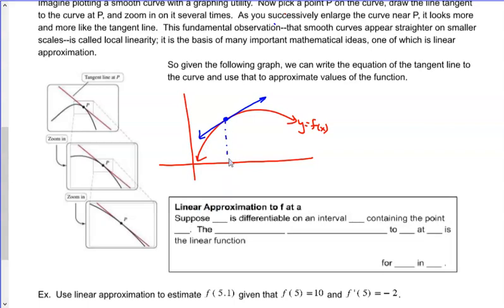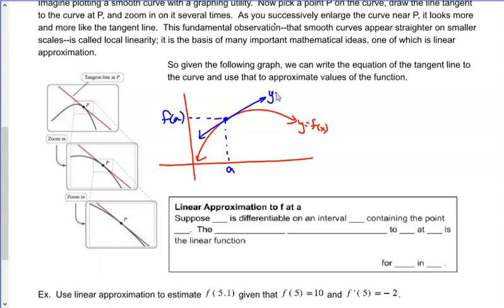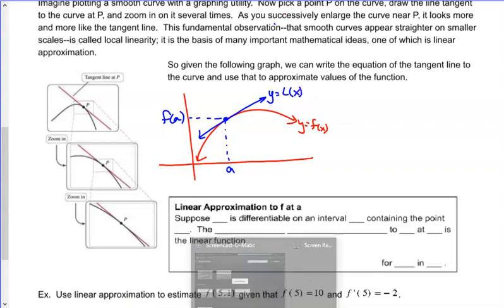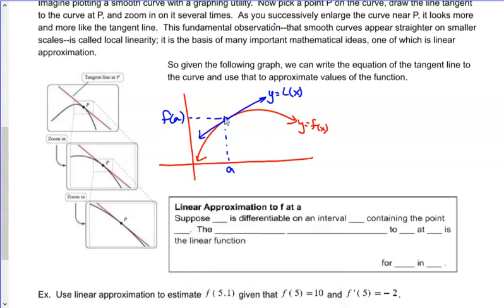And I'm going to call that point A, and this would be the corresponding f of A value for that. And I'm going to let y equal L of x represent the line that is tangent to that curve at that point. Now, what do we know about the slope of that tangent line, L of x? If L of x is a tangent line, and I'm asking for its slope, hopefully that reminds you of the derivative of our function, and in this case, we're doing it at the point A.